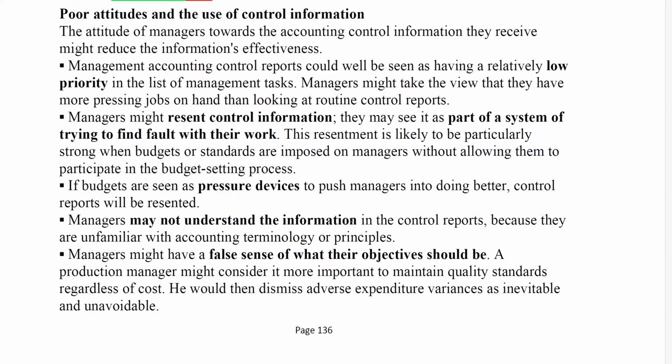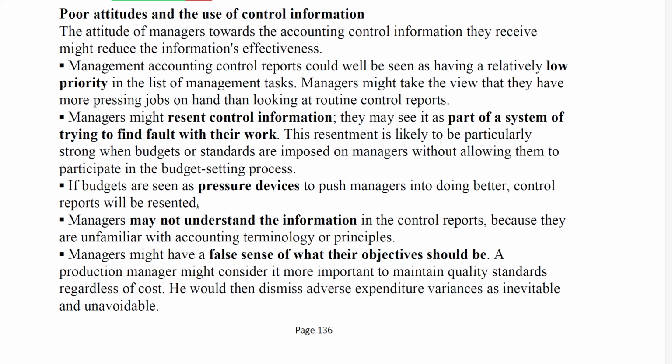This is another area, so it requires some sort of training. And then finally, managers might have a false sense of what the objective should be. So if you do not have clearly defined purpose of objectives, it could be a problem. Now, a production manager might consider it more important to maintain quality standards regardless of cost. He will then dismiss adverse expenditure variances as inevitable and unavoidable, right? Because it feels like these things would be there.